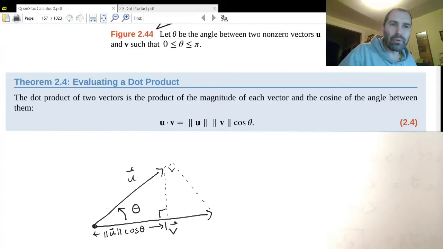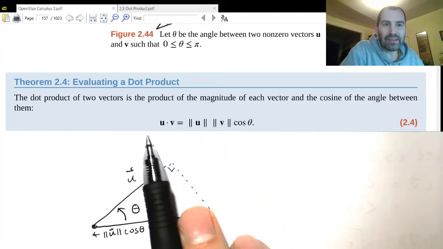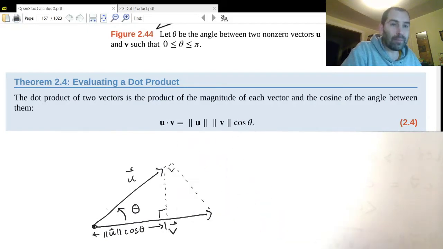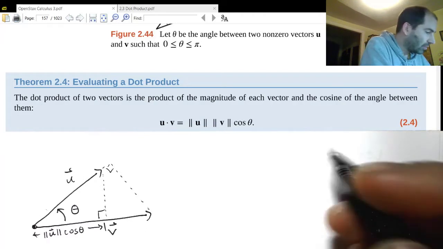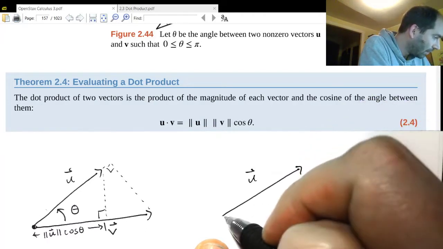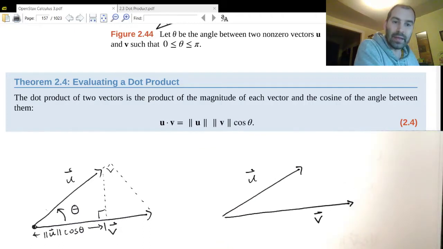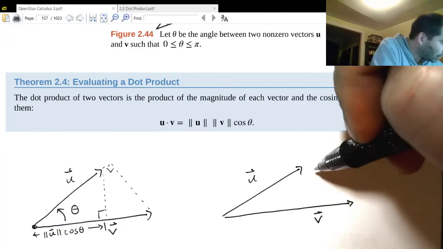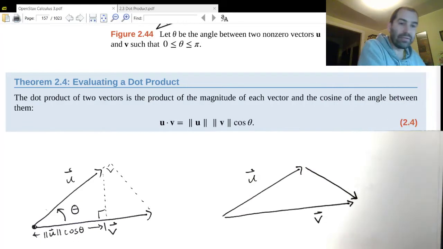Now, how would we prove this? I gave a geometric explanation as to what's happening, but why is this true? Well, to prove this, you can just draw this picture again. All right, here's my vector u, here's my vector v. Now I'm going to draw one more vector. I'm going to draw a vector that goes from the tip of u to the tip of v.